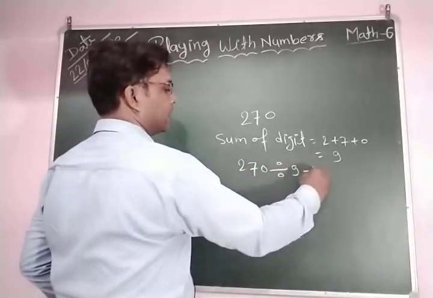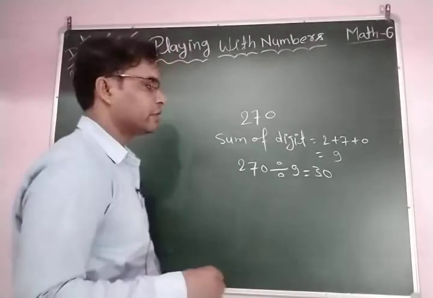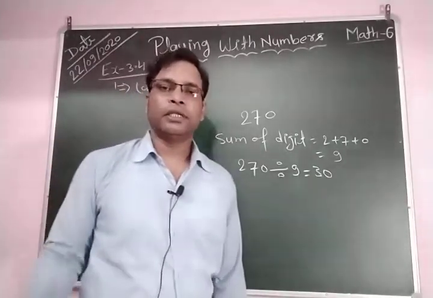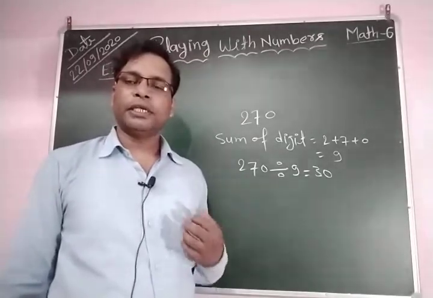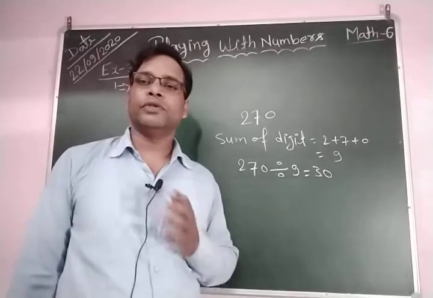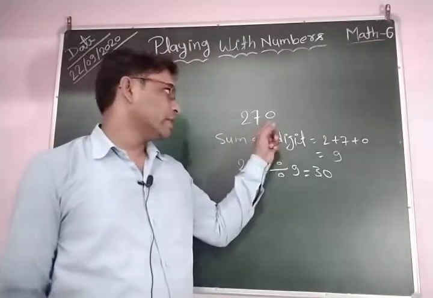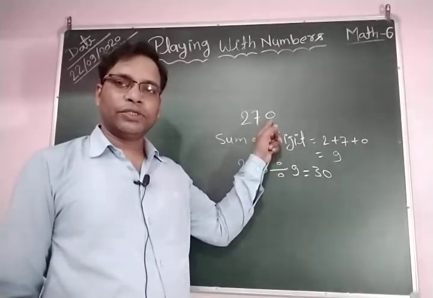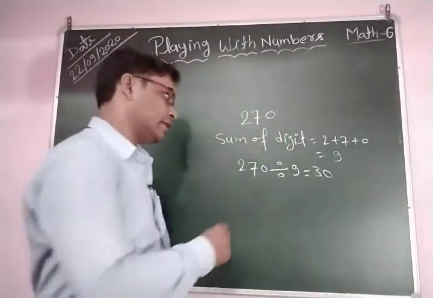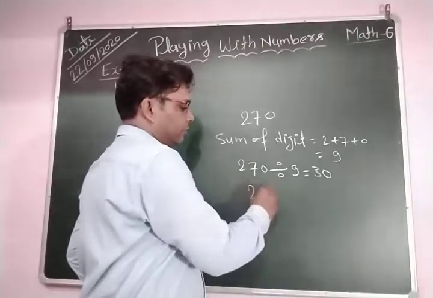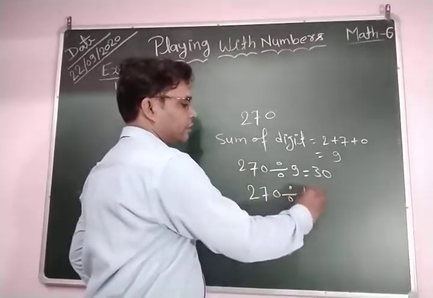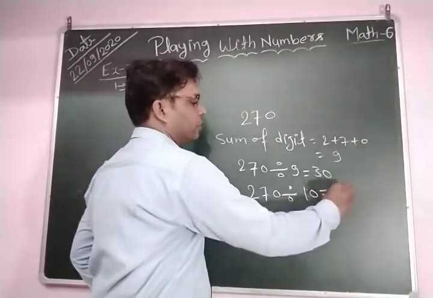Now, what is the divisibility test of 10? A number is divisible by 10 if its last digit, or you can say its unit place digit, is 0. Here the last digit is 0. It means that this number is divisible by 10. 270 divided by 10, then we have 27.